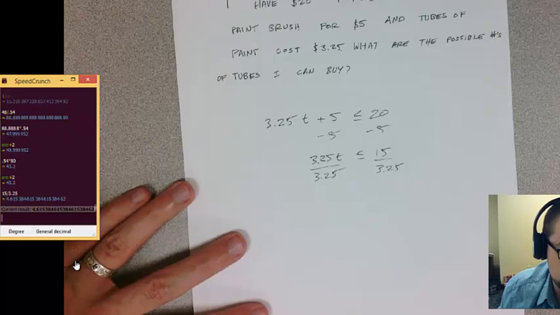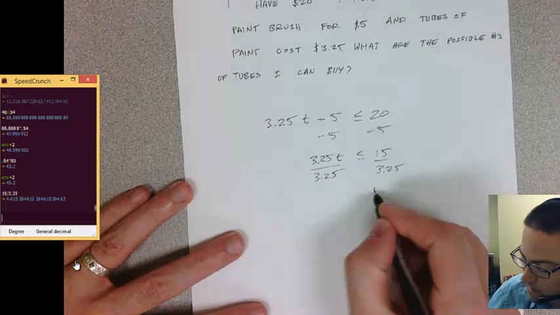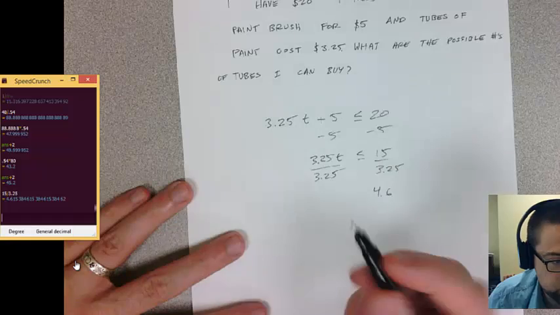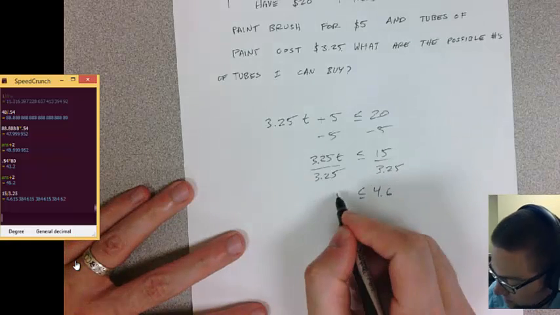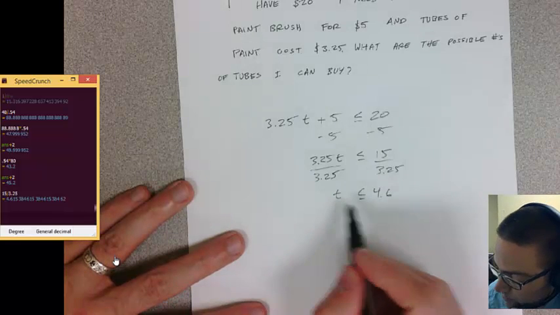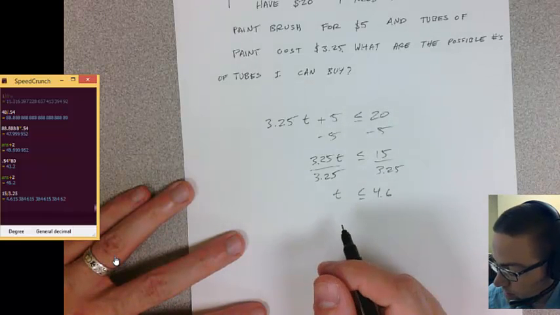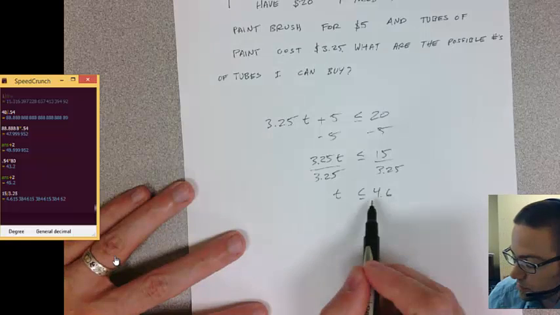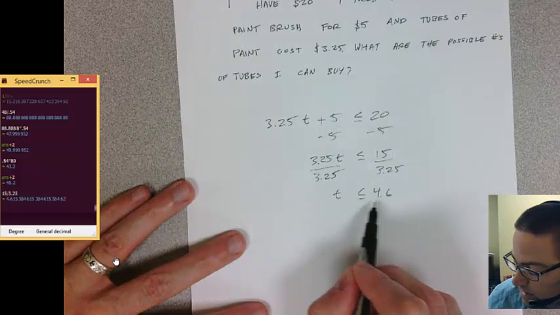It's important to estimate to make sure you're close. So I get 4.6, right? That's as many significant digits as we need. So the number of tubes has to be less than 4.6. You can't buy half of a tube, unless they sell them in half tubes.